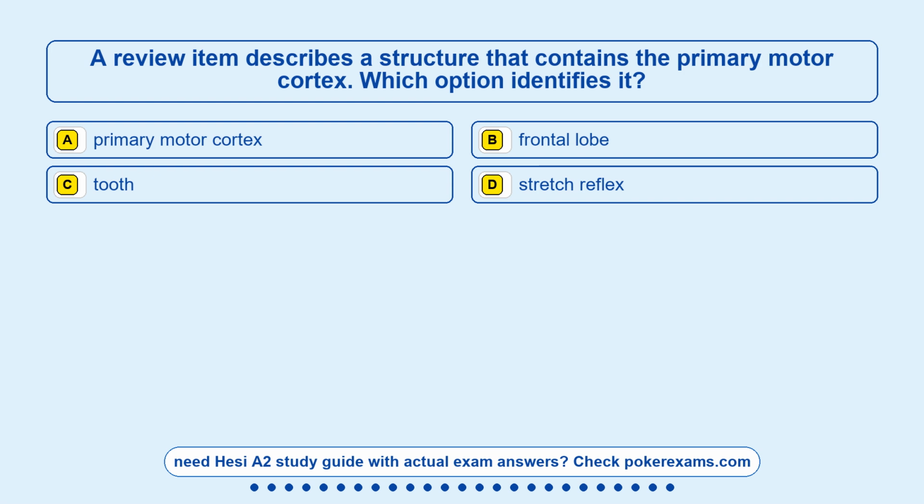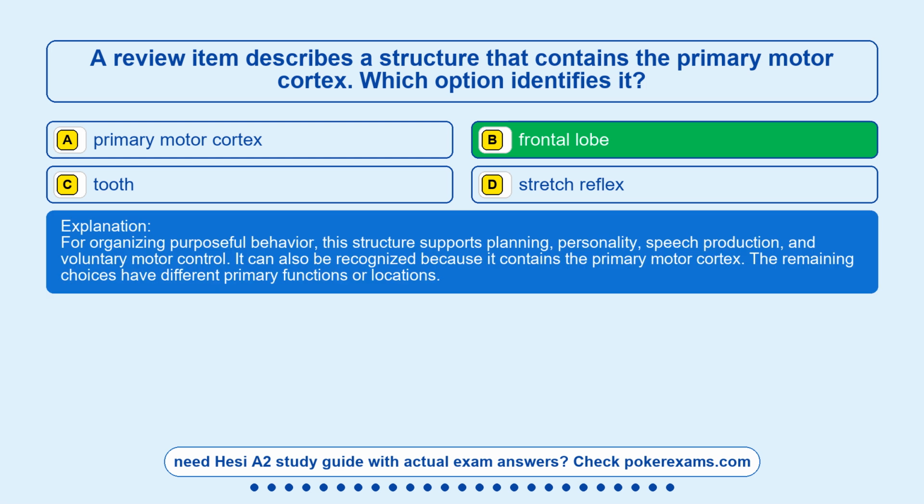Question 11. A review item describes a structure that contains the primary motor cortex. Which option identifies it? Option A, primary motor cortex. Option B, frontal lobe. Option C, tooth. Option D, stretch reflex. The correct answer is option B, frontal lobe.